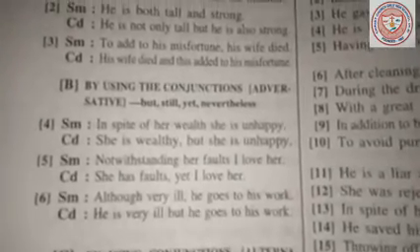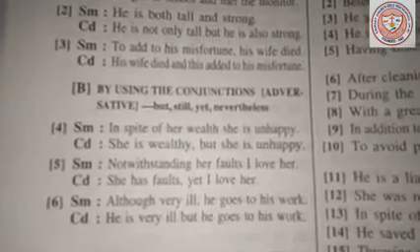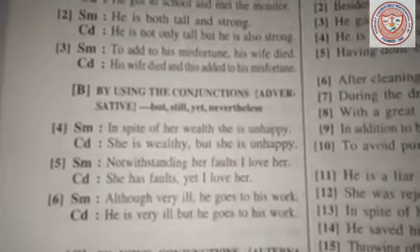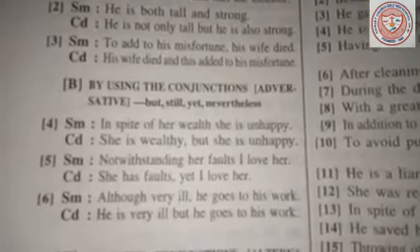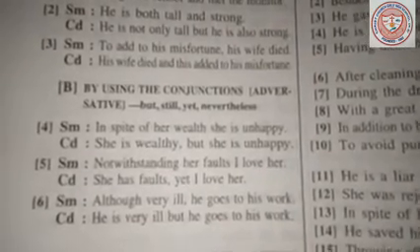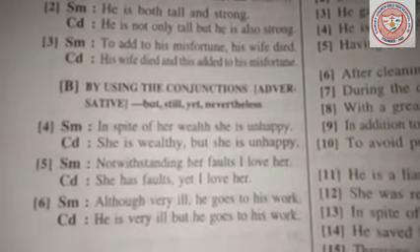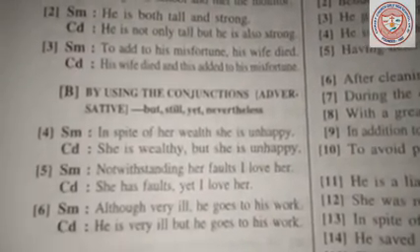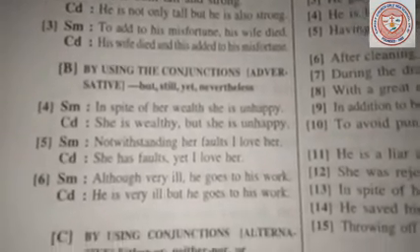Then comes the use of adversative conjunction: but, still, yet, nevertheless. Let us find out the usage. Number 4, simple: In spite of her wealth, she is unhappy. So, she is wealthy, but she is unhappy. This is the compound sentence, and we can see the use of "but", adversative conjunction.